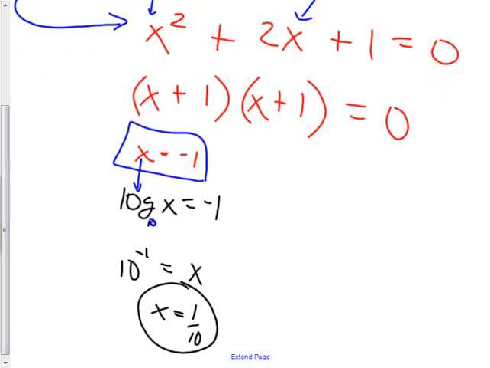Log base 10, that's supposed to be 10 right there. 10 to the -1 equals x, and that's 1/10. I'm going to give you one just like that and see if you can pull this off.